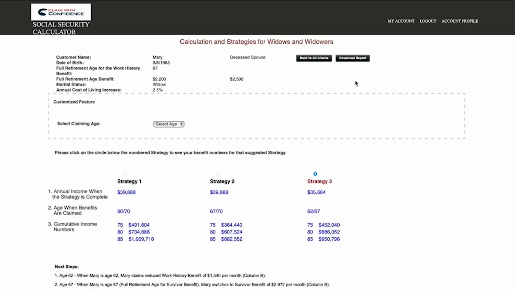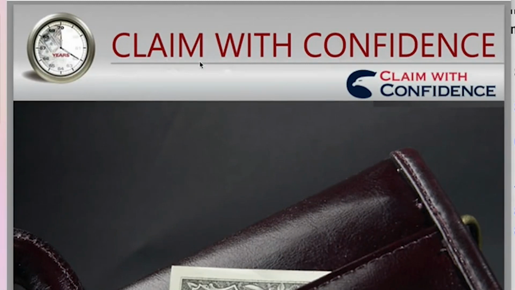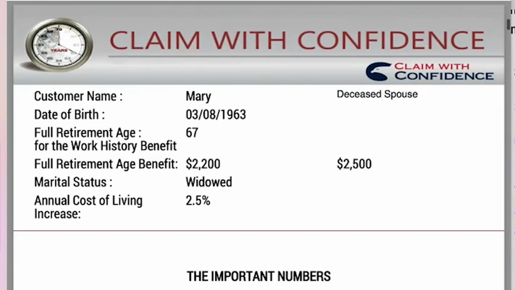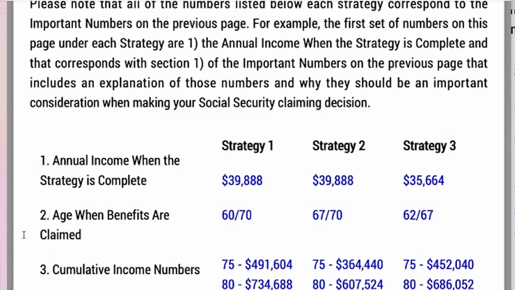Now, in order to keep a record of this report, you would go up here and download the report. The report will be downloaded to the email address that you provided. Now, in this case, with this report, you have the input page, where you can make sure all the information is correct. You can scroll down. Page 5 has a side-by-side comparison of the three strategies with the important information, annual income when the strategy is complete.